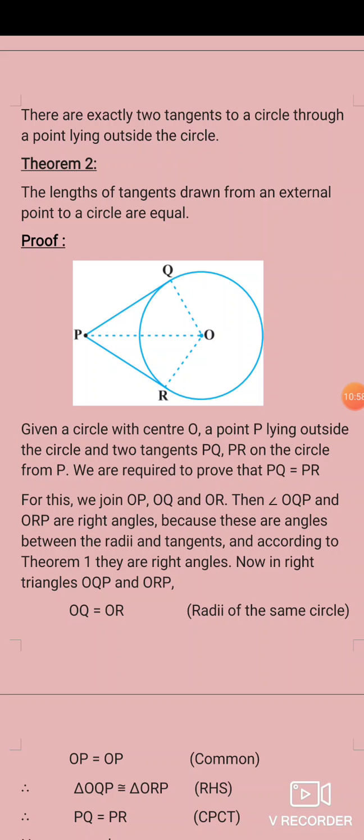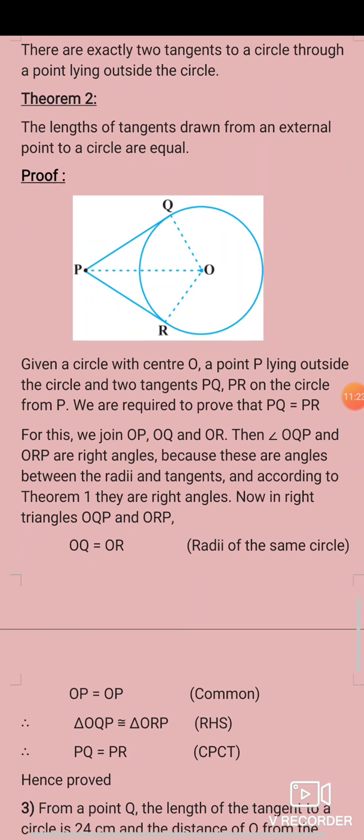If the two triangles are congruent, we need to prove PQ is equal to PR. Why is PQ equal to PR? What is CPCT? Corresponding parts of congruent triangles. If the two triangles are congruent, we can write PQ is equal to PR using CPCT, that is, corresponding parts of congruent triangles.